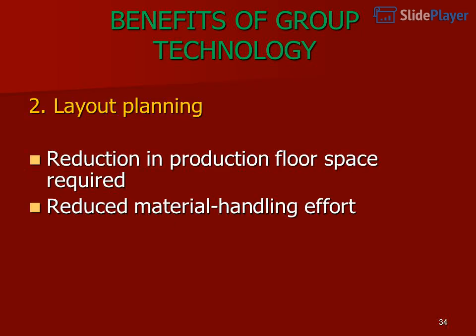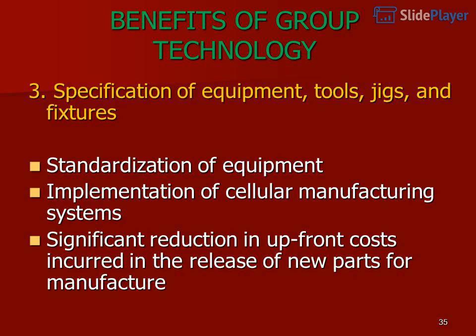Benefits of group technology. 2. Layout planning. Reduction in production floor space required. Reduced material handling effort. 3. Specification of equipment, tools, jigs, and fixtures. Standardization of equipment. Implementation of cellular manufacturing systems. Significant reduction in upfront costs incurred in the release of new parts for manufacture.